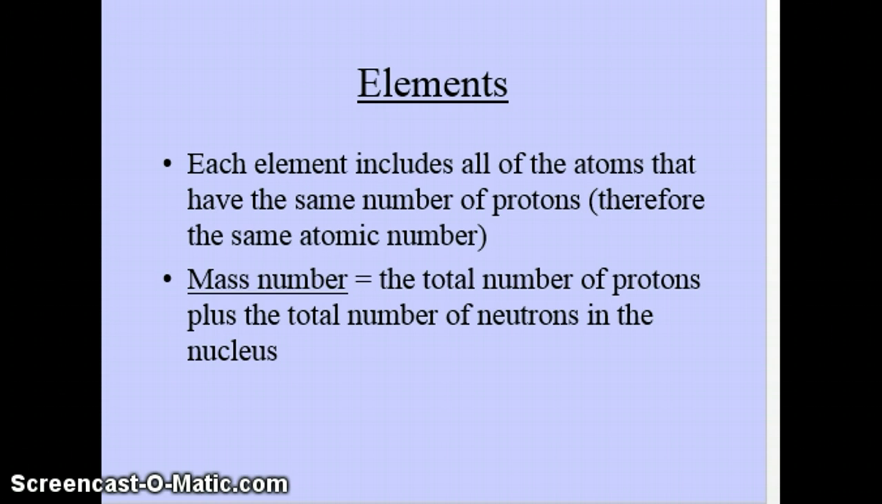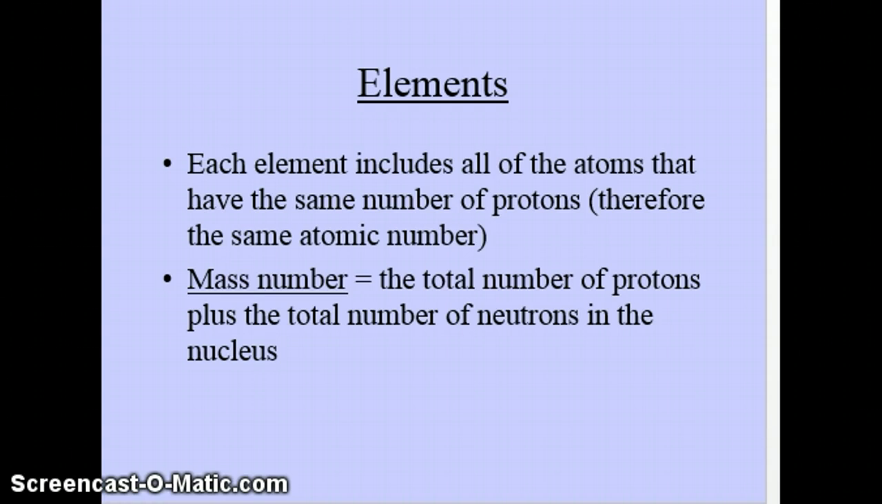So again, each element includes all the atoms that have the same number of protons, therefore the same atomic number. So again, that's exactly what I just said, which is any atom that has the same number of protons is considered to be the same element. So if you have 2 atoms that have the same number of protons, and I ask you, are they the same element? Your answer should always be yes if they have the same number of protons. If you have two atoms with different numbers of protons, they are not the same element. The mass number is the total number of protons plus the total number of neutrons.